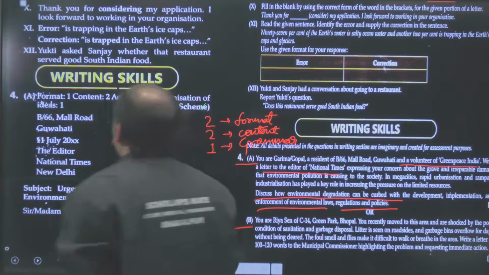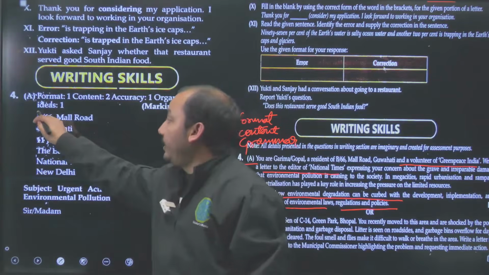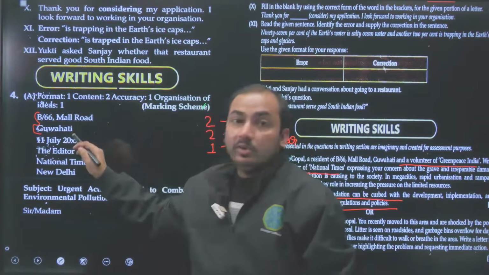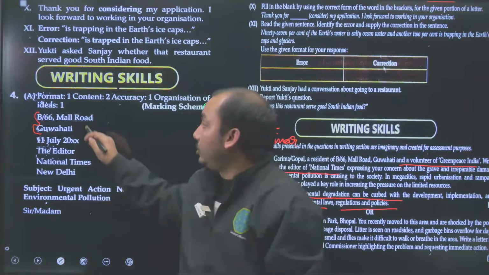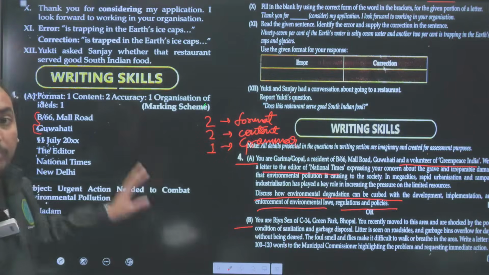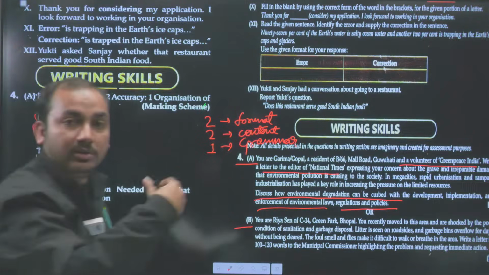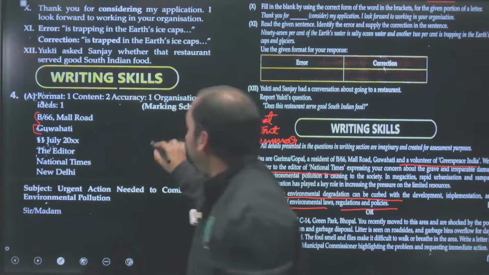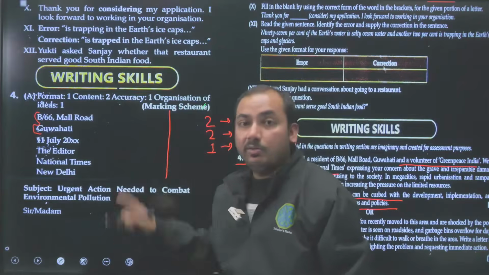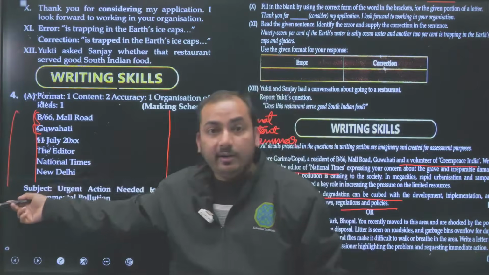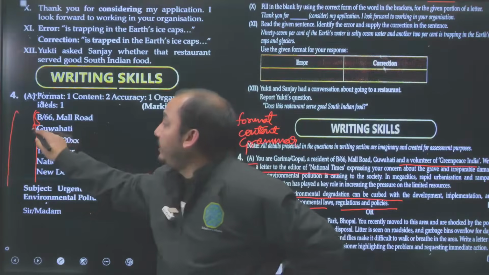As you can see here, the first part, B66 Mall Road. This part is known as the sender's address. So in the beginning, towards the left side, also remember one thing, that towards left and towards right, you have to give a 3 centimeter margin on the page. It means a 3 centimeter margin must be given towards the right side and towards the left side of the page. And after that, you have to write the address.